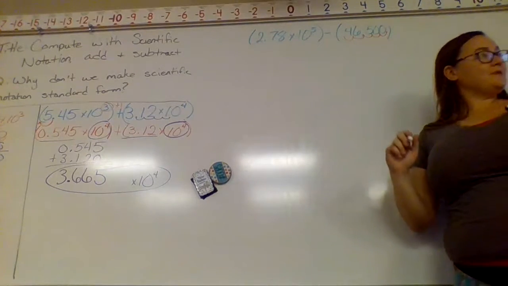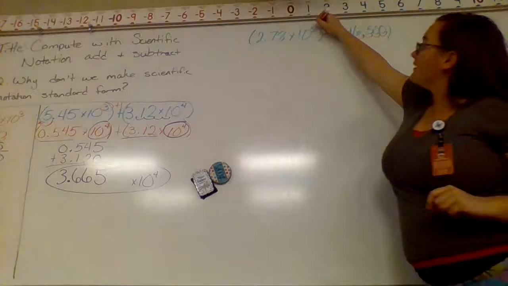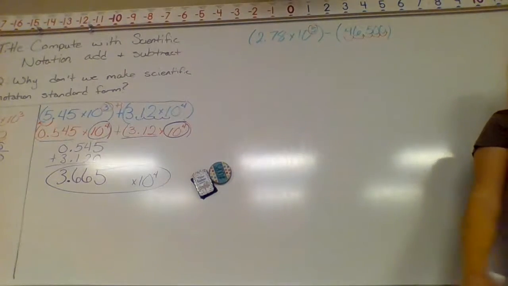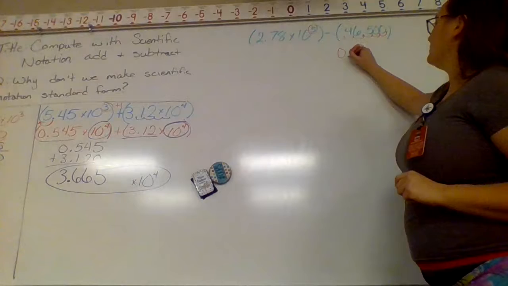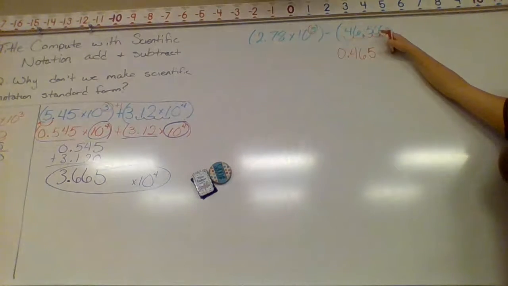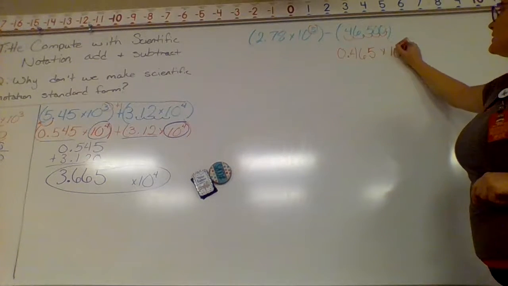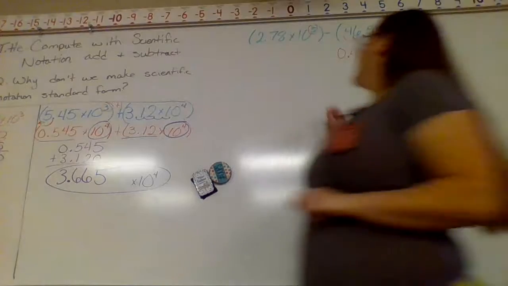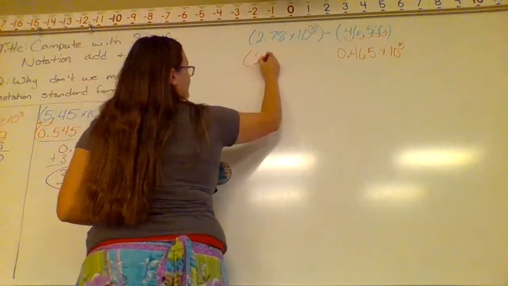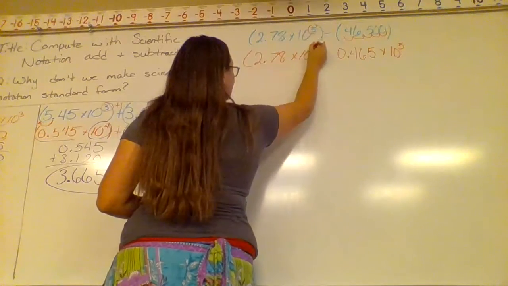Is it true scientific notation? No. No, but was that my goal right now? The goal was to make the exponents match. So you have to match the exponent. 0.465. You don't need these last zeros behind the decimal, you don't need to finish with those. Times 10 to the fifth. This one never changed. 2.78 times 10 to the fifth.